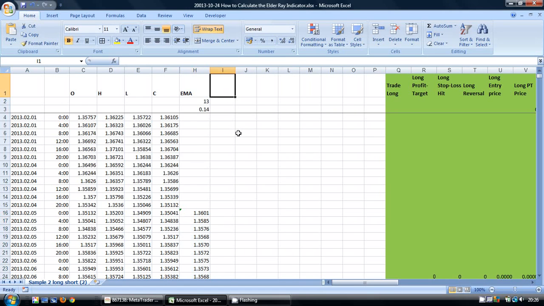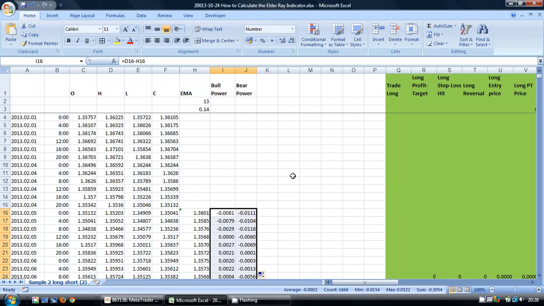First of all, I'm going to do the bull power and then the bear power. These are the two components of the index. Now these are going to be the same length as the EMA, and what I'm going to do for the bull power is take our high and subtract from that our EMA, and what I'm going to do for the bear power is take our low and subtract from that again the EMA. Highlight both of these and then copy them down to the cells below.